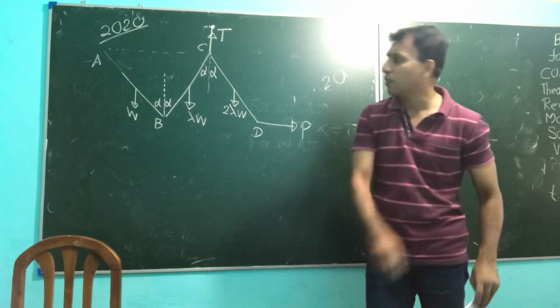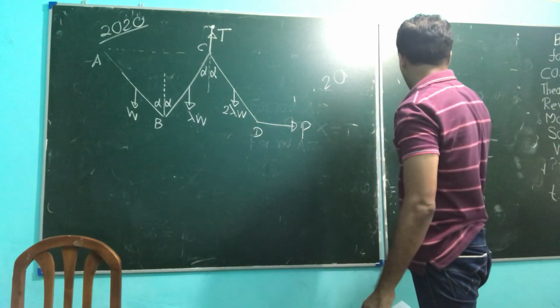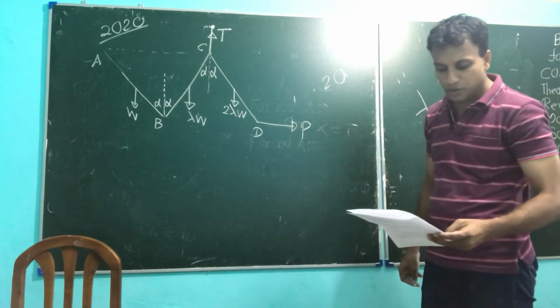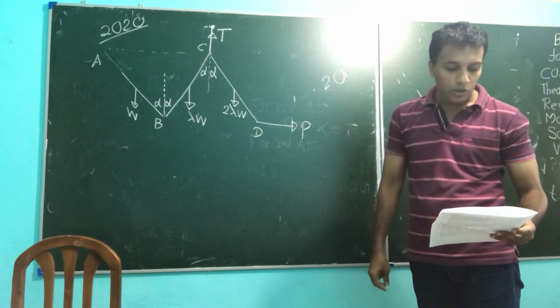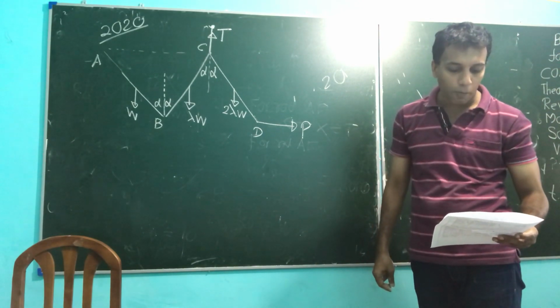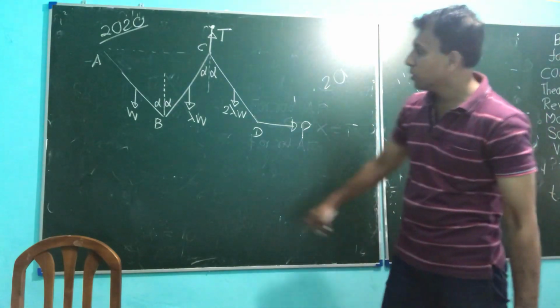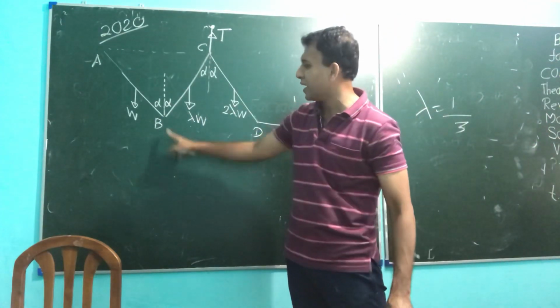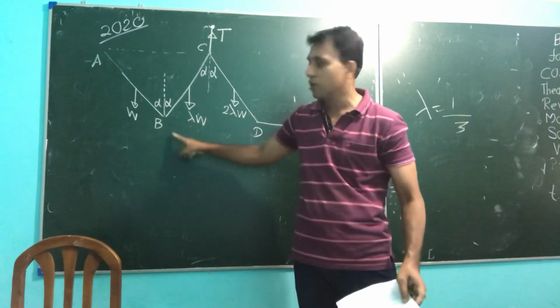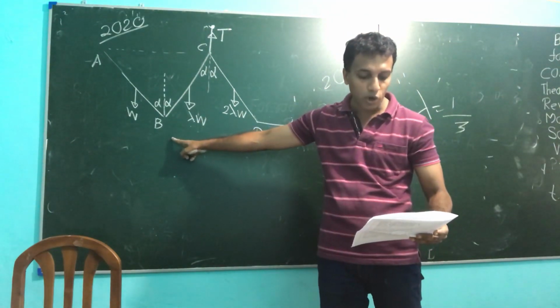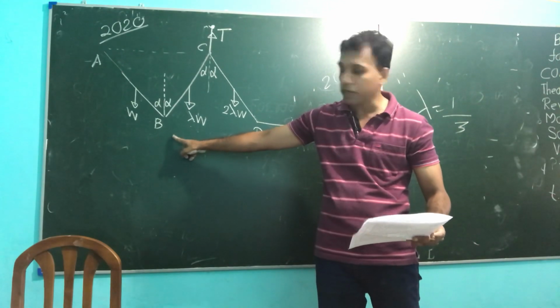Show that lambda is 1/3. Show also the horizontal and vertical components exerted on AB by CB. They are asking for the X and Y components at B. Find those.